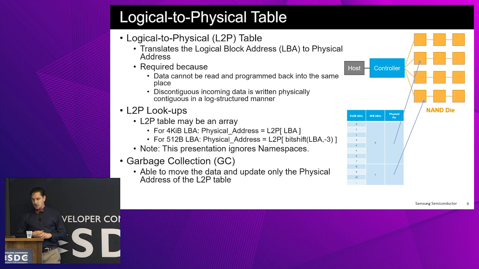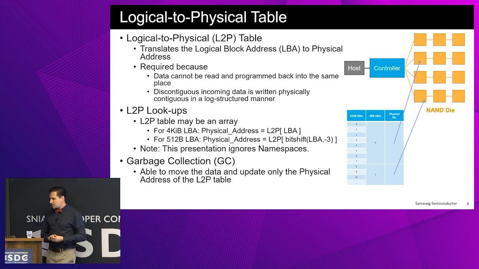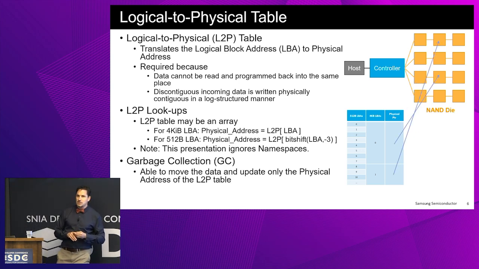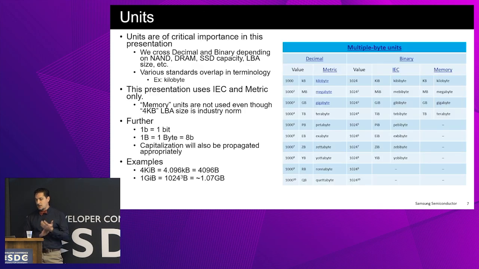In the simplest representation of the L2P table, as I'm showing here, I just make it an array. I am ignoring namespaces to keep things a little simpler. I don't think it's going to be much of a stretch, and it's still representative of what we do in the drive. Having this separation of logical to physical allows us to move that data when we do garbage collection, so we can keep that physical pointer moving whenever we transition the data around.